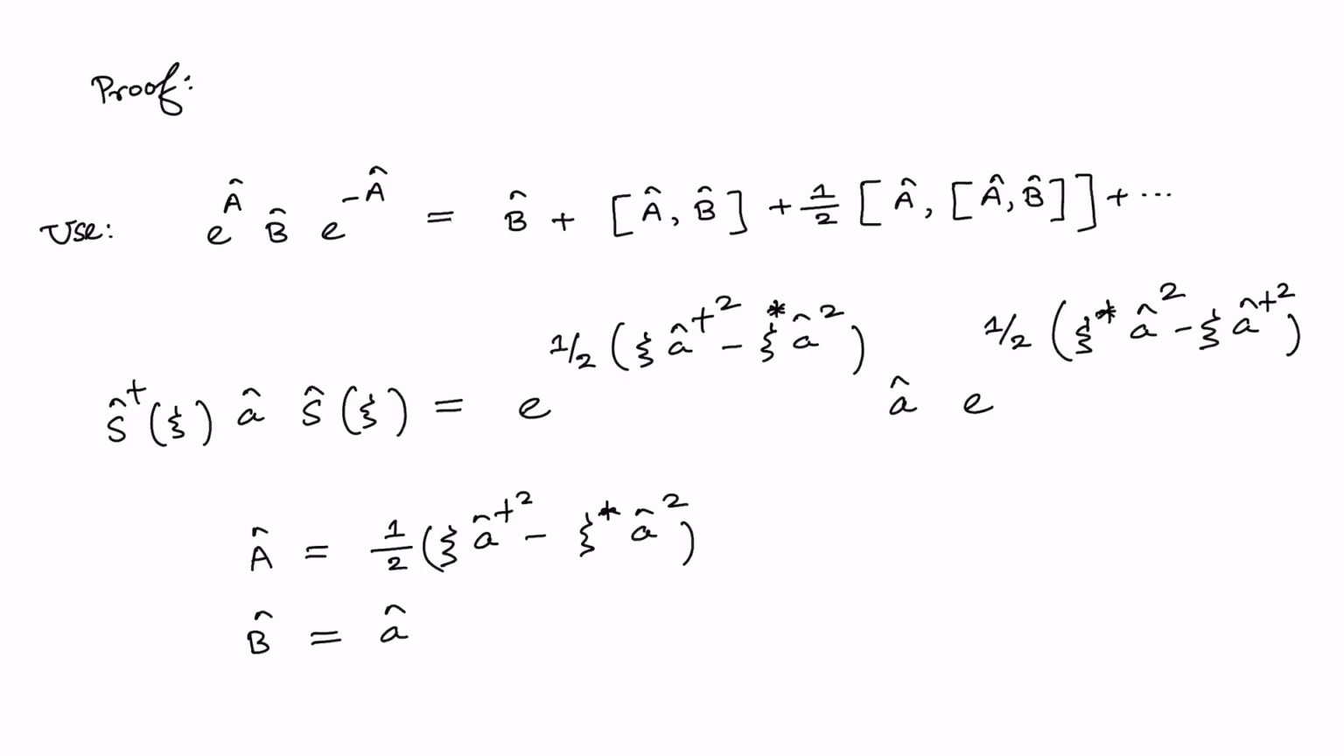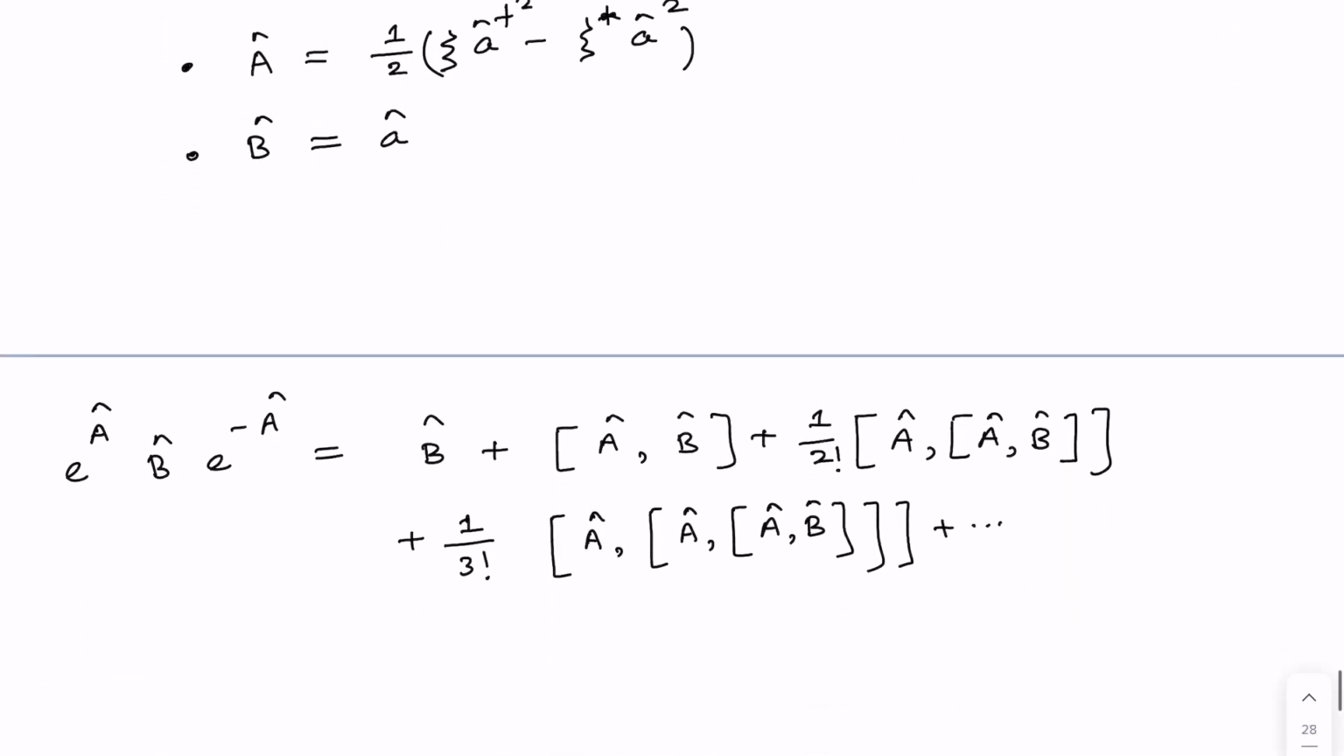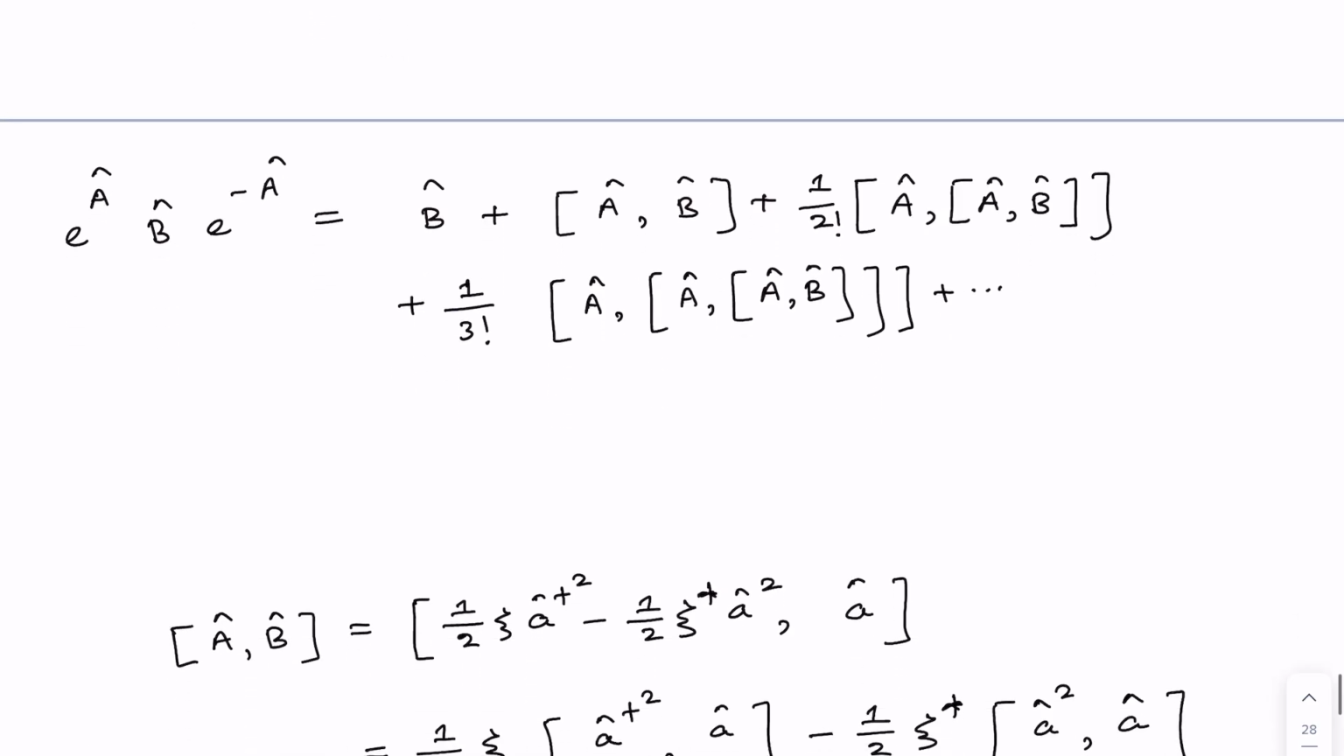Here I have written S†(xi) and S(xi), and B I have taken to be A, the annihilation operator, and A is taken to be this quantity. Then if I put it in the Hausdorff formula, I have to work the things out term by term. First, let me work out this commutator, then the next one is this, and this. Thirdly, I will calculate this commutator, and this will give me an idea about the series, and I will see whether I can get some nice relation out of it.